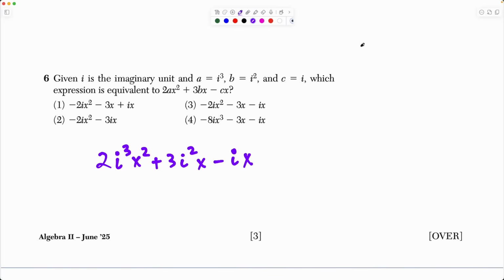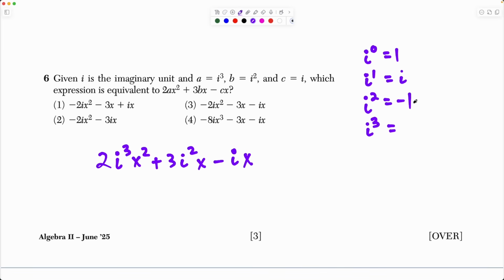Now, the big idea for i is you start off with i to the 0, you get 1. i to the first power is just equal to i. But then i squared equals -1. And then we multiply both sides by i again. If we do times i on the left, we get i to the third.